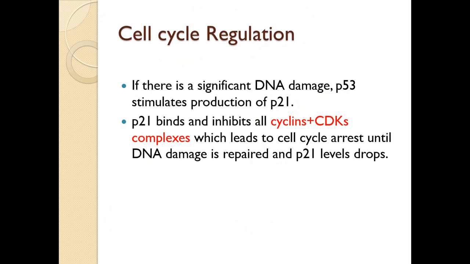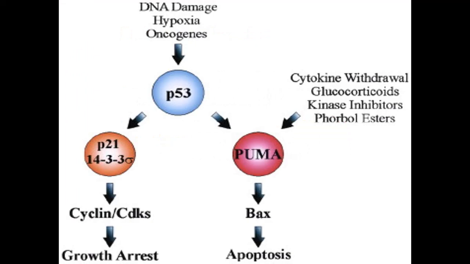In case of DNA damage, what happens when the cell's genetic material is damaged? In that case, the repair machinery of the cell will come forward and arrest the cell cycle. At the same time, it will try to repair the DNA. However, if this damaged DNA is beyond repair, then the apoptotic mechanism will be activated and the cell will finally be destroyed.